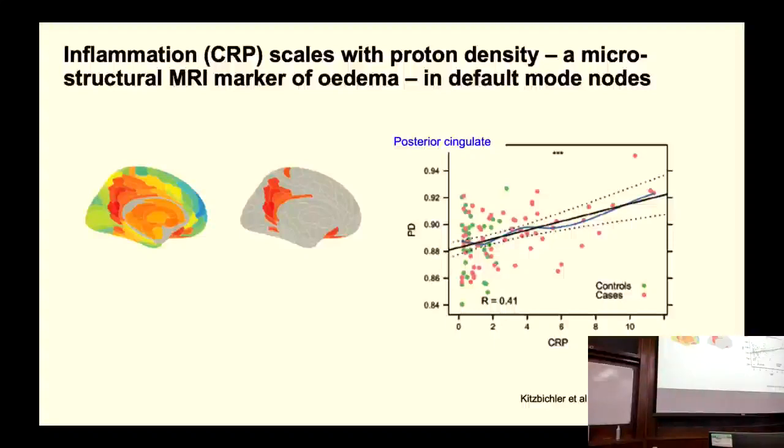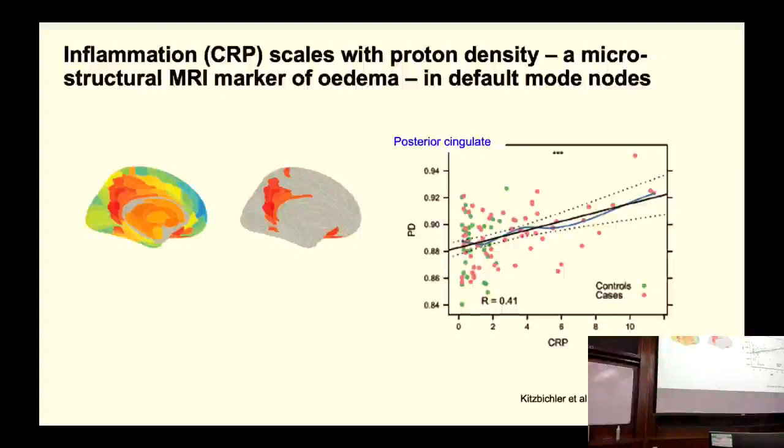And one such microstructural MRI marker, which actually has been around for a long time, is proton density. It's basically just a measure of the amount of water in a voxel. And if you look at the relationship between proton density and C-reactive protein, again in patients with depression, you can see that there is an area, particularly in the posterior cingulate, where higher proton density, higher water concentration in these voxels, is associated with increased inflammation.